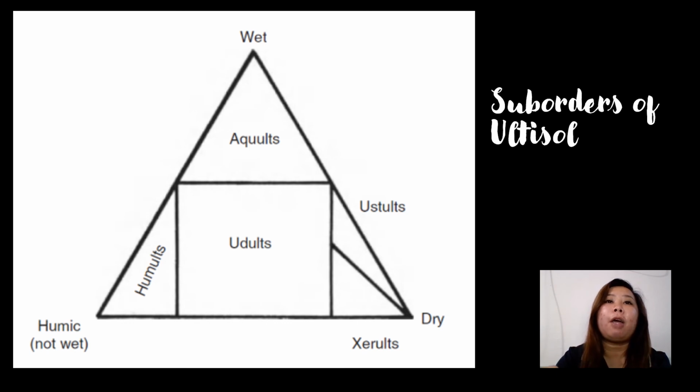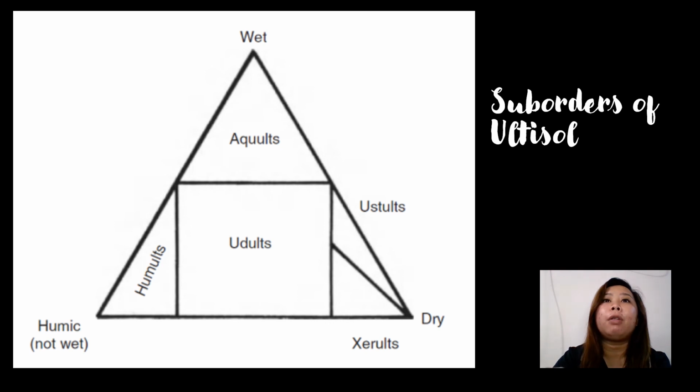Then you have the udults. Udults have a udic soil moisture regime, or it can also be a perudic soil moisture regime. By the way, perudic means there is an extremely wet moisture regime. The dry periods of these soils are of short duration and organic carbon contents are lower than the humults.